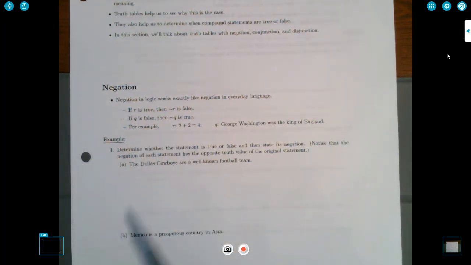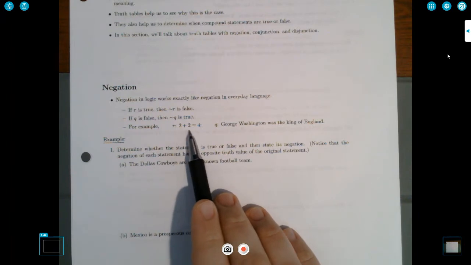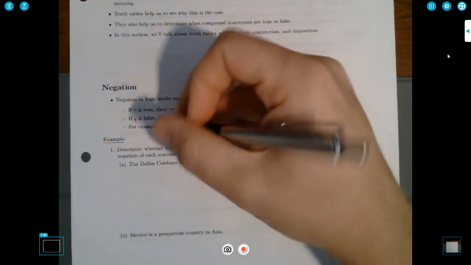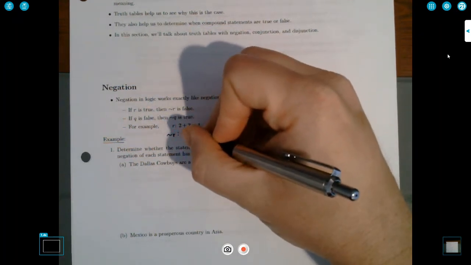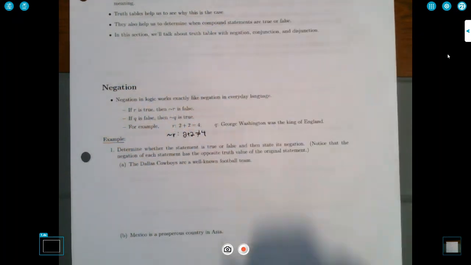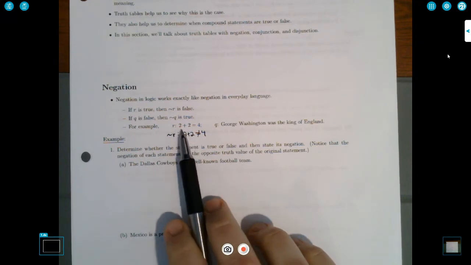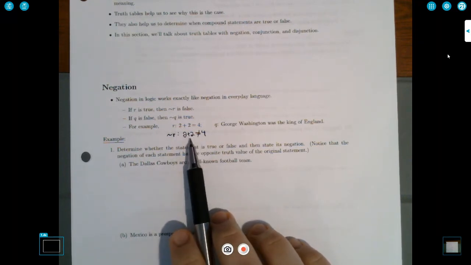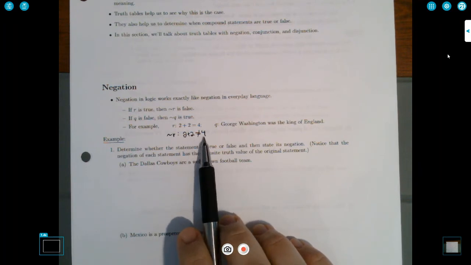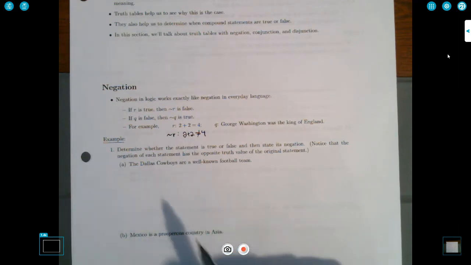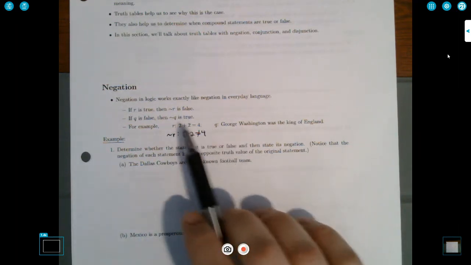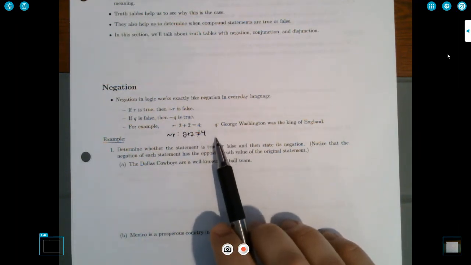For example, if R is the statement 2 plus 2 equals 4, then not R would be the statement 2 plus 2 does not equal 4. And that's a false statement because, of course, 2 plus 2 does equal 4. So if R is true, then not R is false. Similarly, if Q is false, then not Q is going to be true.